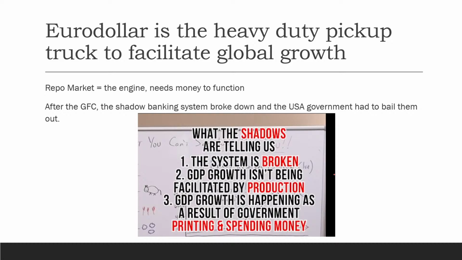And after the GFC, the global shadow banking system broke down and the US government had to bail them out. So what do the shadows tell us? Okay, it tells us that the system is broken. GDP growth isn't facilitated by production. GDP growth is happening as a result of government printing and spending money. So what is a healthy economy, and what do they mean by production? So if we take, for example, let's say we have Bob, right?